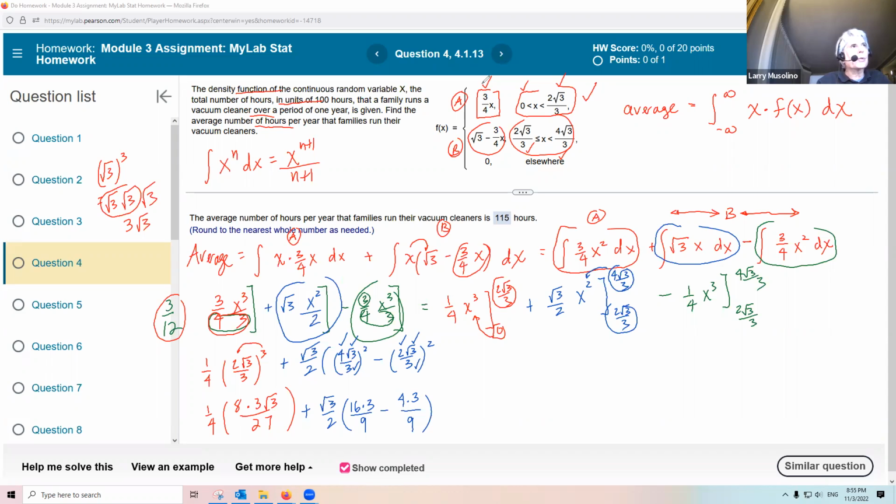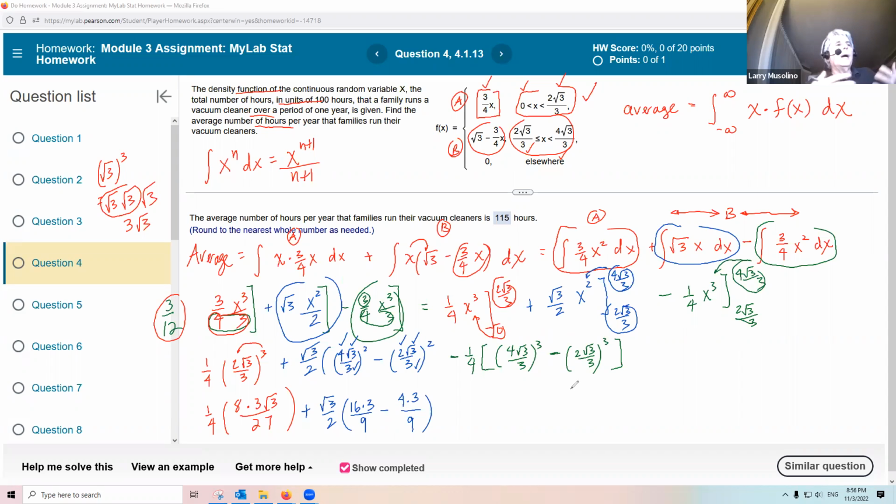But let's do the green integral here. So the green integral is minus 1/4, and now it's x to the third. So I'm going to plug in this upper bound up here. So that's going to be (4 square root of 3 over 3) to the third, minus, I'm going to plug in this lower bound, so we have (2 square root of 3 over 3) to the third.